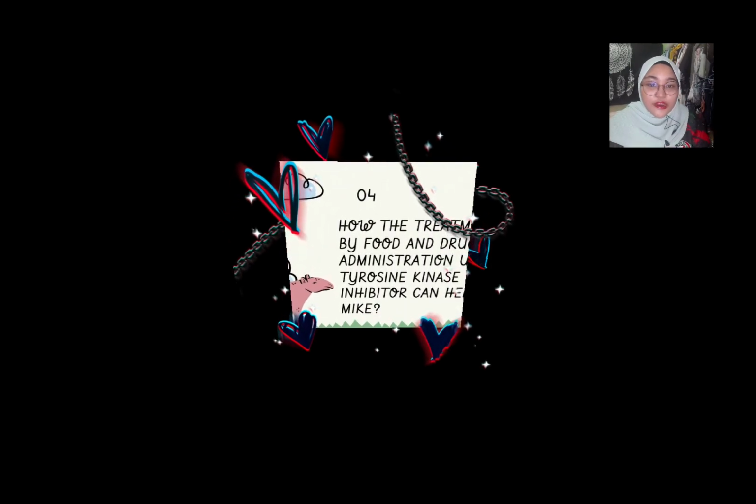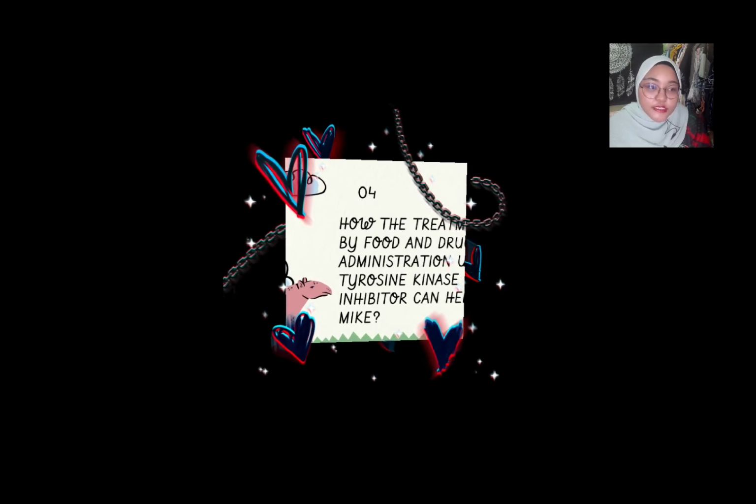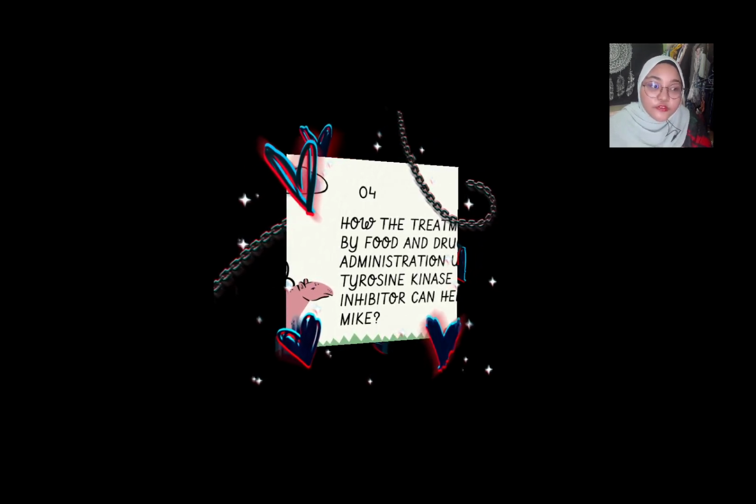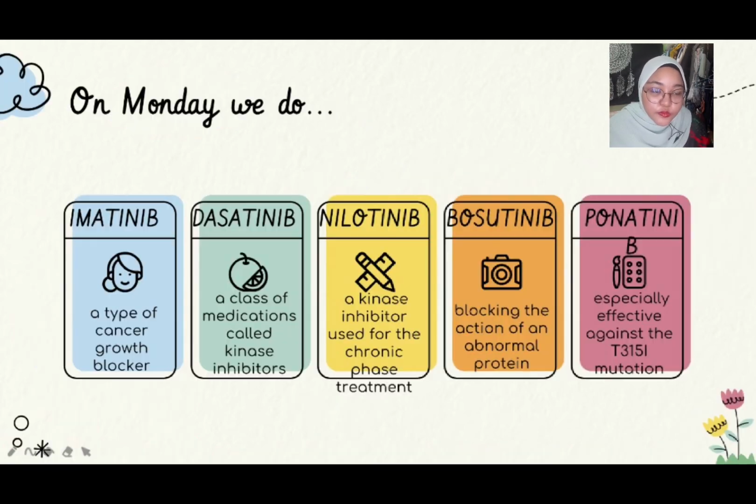Okay, so now we are at question number 4 for this case study. The question is, how can the treatment approved by the Food and Drug Administration using tyrosine kinase inhibitors help Mike? So my answer is, we can use imatinib. Imatinib is a type of cancer growth blocker called a tyrosine kinase inhibitor, TKI. Tyrosine kinases are proteins that cells use to signal to each other to grow. They act as chemical messengers. This is the first treatment when we have CML.